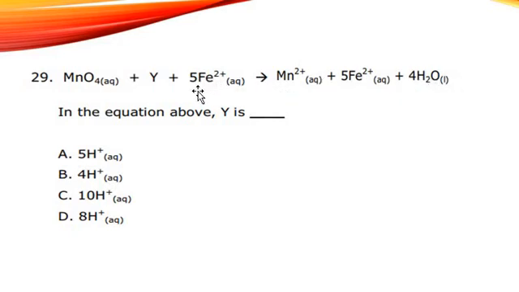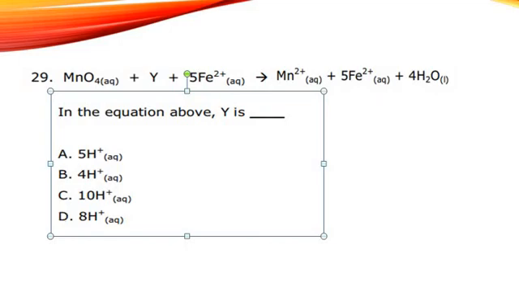Then we also have 5 of iron here, while for hydrogen it's not balanced. Since we have all other elements balanced, excluding hydrogen, we simply find the number of hydrogen here, and that will automatically give us the number of hydrogen on the left hand side. So on the right hand side, we have 4 times 2, that's 8 of hydrogen. Therefore, Y represents 8 of hydrogen. So our answer is D.